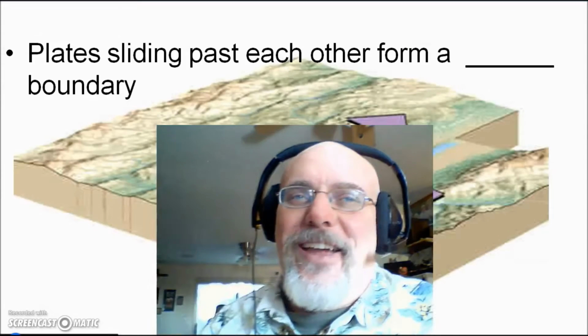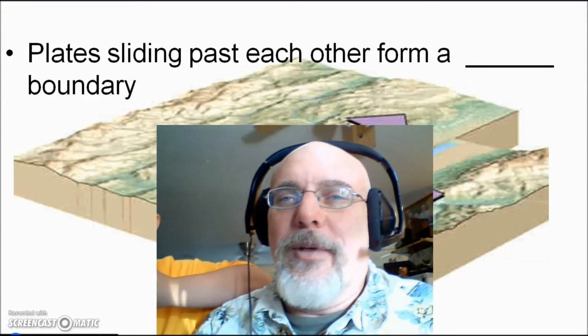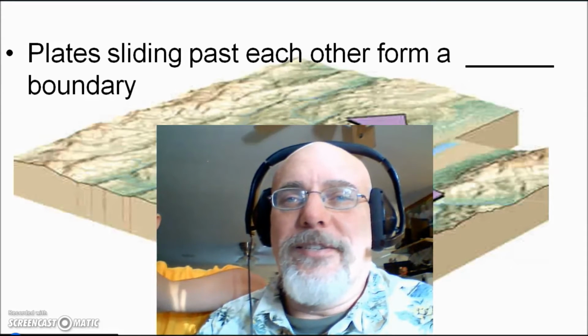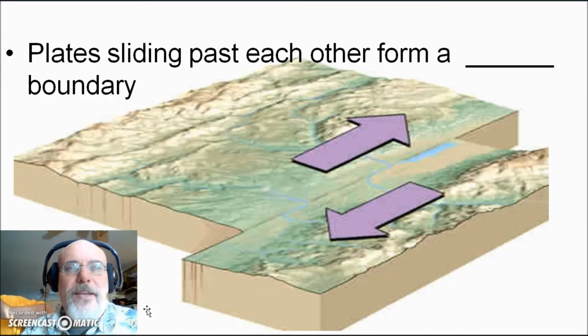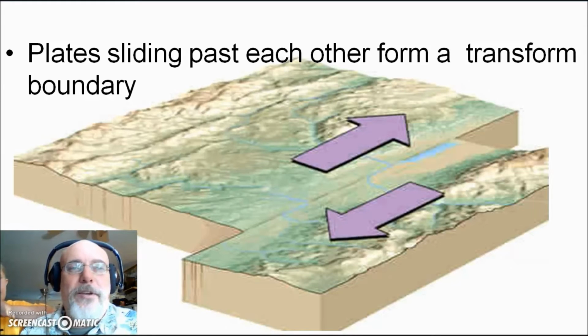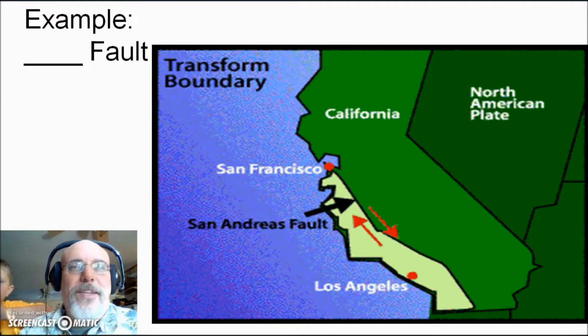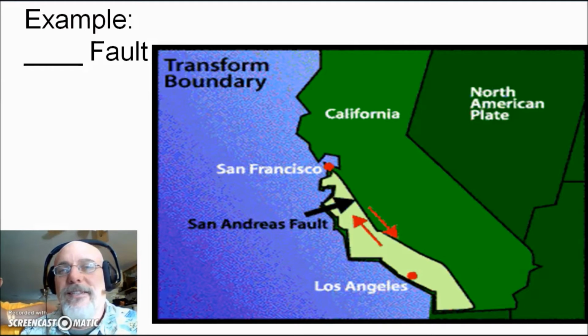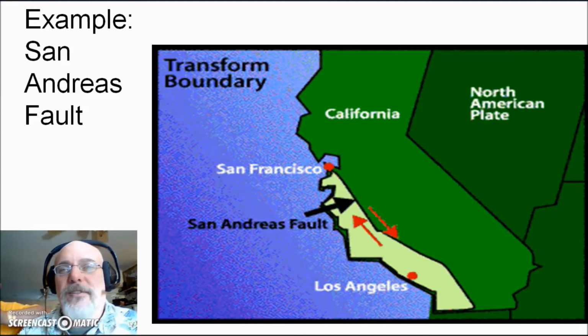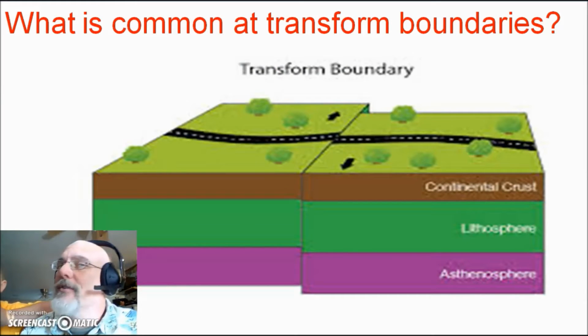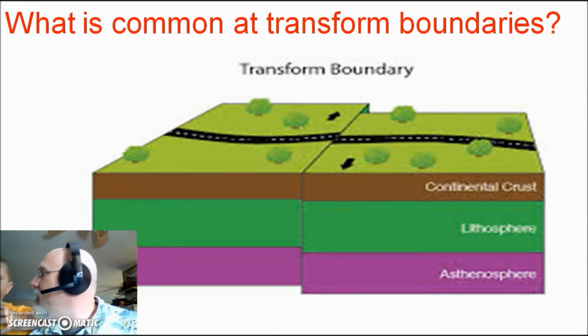Here we go. Okay guys, first let's take a real quick review. This will help us to get ready for today's discussion. First question, plates sliding past each other form a what type of boundary? Transform boundary, correct. And here's an example of a transform boundary. The most famous example would be this fault right here, and that fault is called the San Andreas Fault.